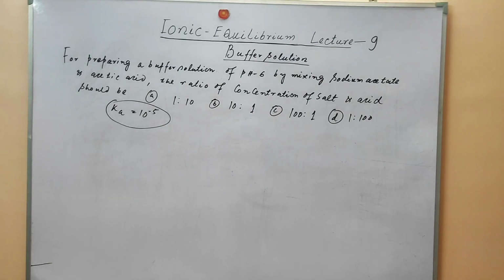This is one very relevant numerical question that I have given you. For preparing a buffer solution of pH 6 by mixing sodium acetate and acetic acid, the ratio of concentration of salt and acid should be 1:10, 10:1, 100:1, or 1:100.